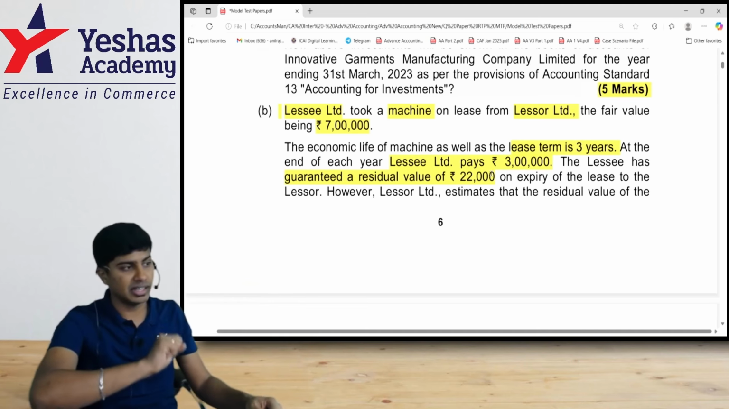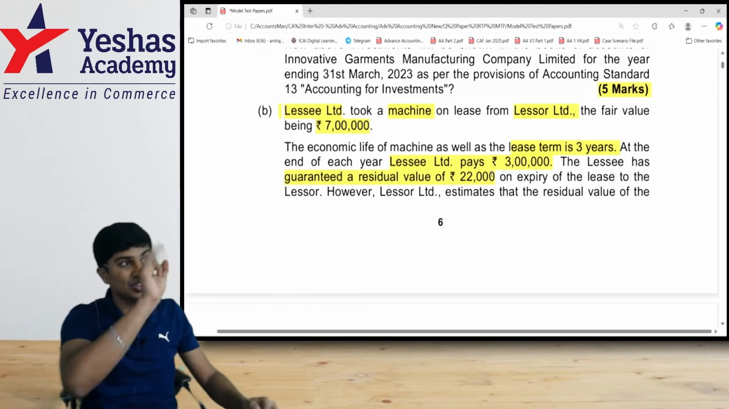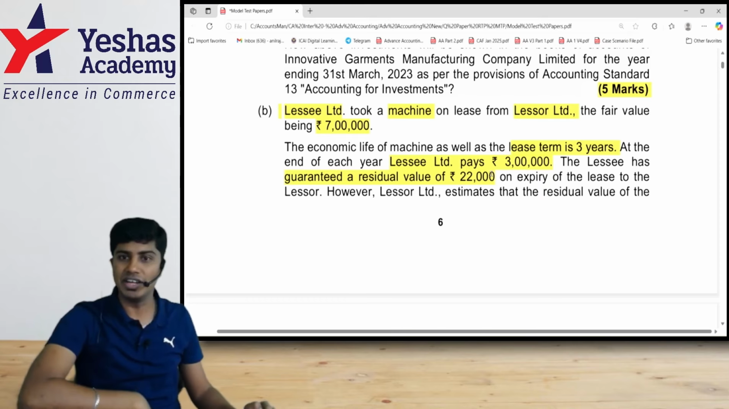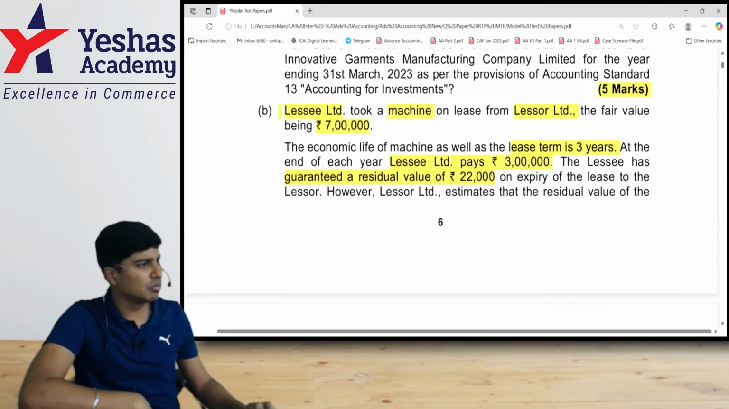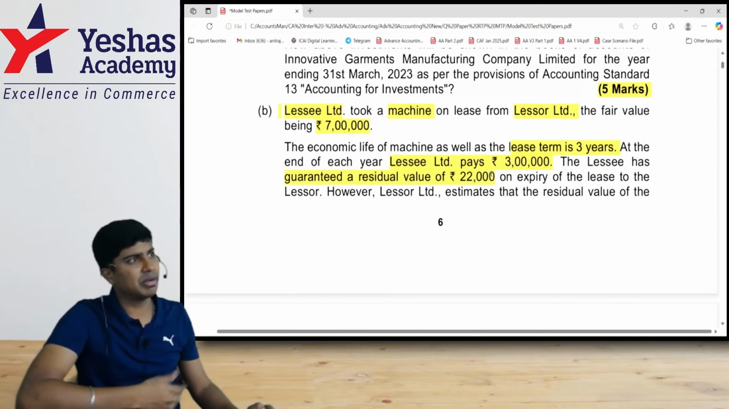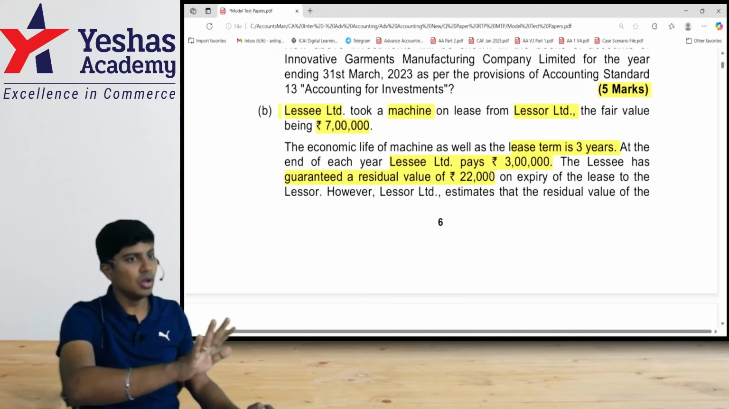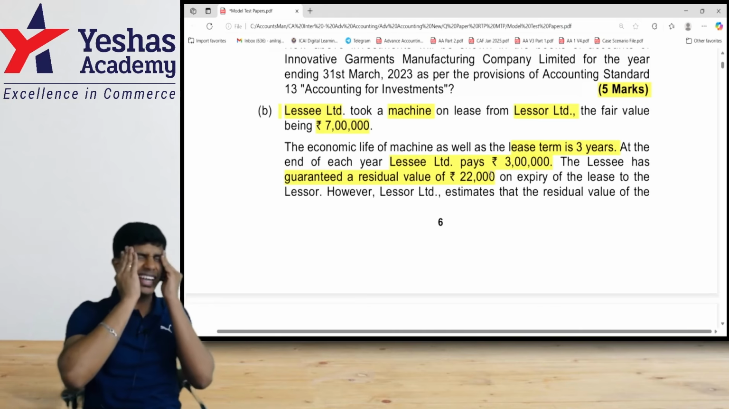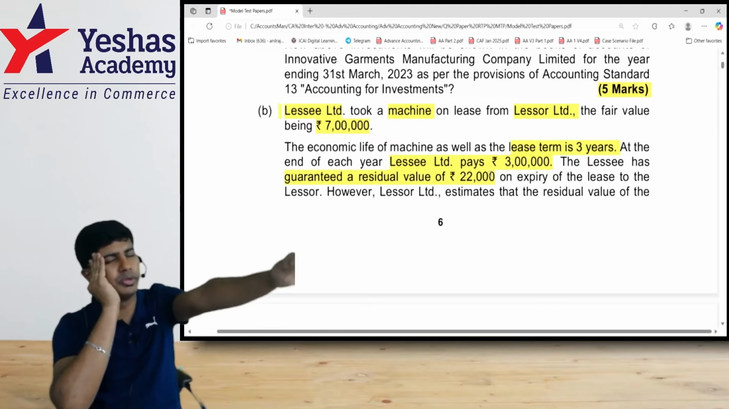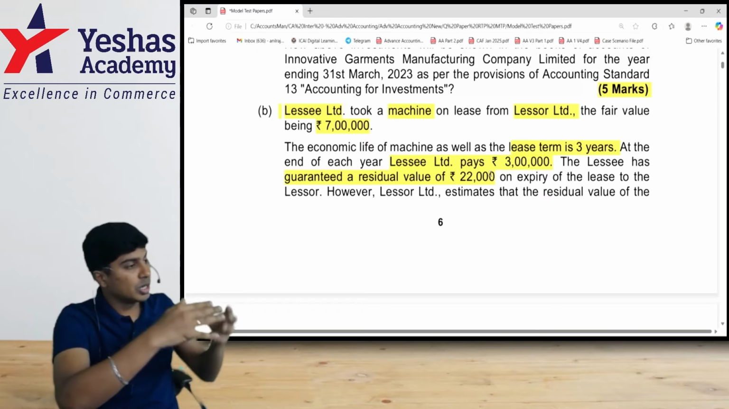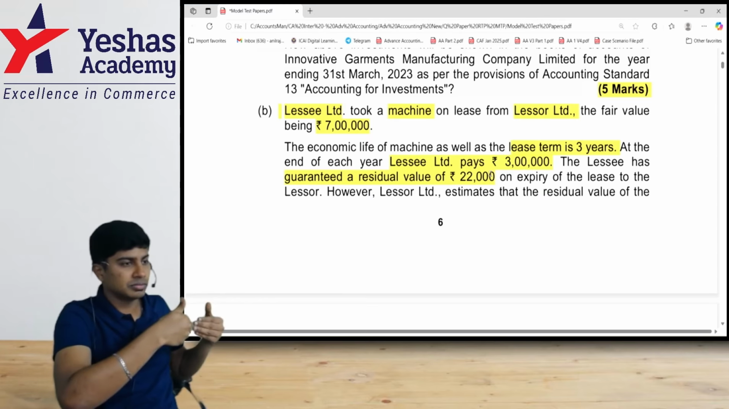I'm collecting 3 at the end of year 1, 3 at the end of year 2, 3 at the end of year 3, and 22 totally. So I'm collecting 9 lakh 22,000 from you. Am I collecting more than 7 lakh? That extra money I'm collecting will be finance income to me. But let's not go there right now. Right now, all we are trying to focus on is that 9 lakh 22,000 is collected from you by me, but not today. It will be collected over 3 years. So I need to discount it to today's value.